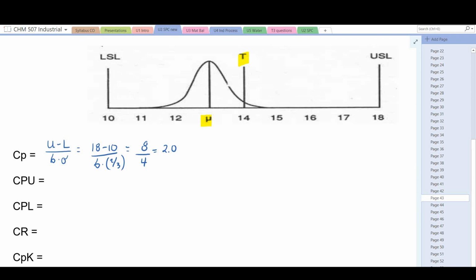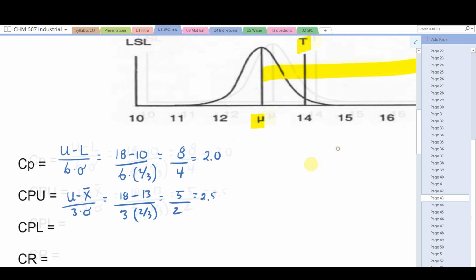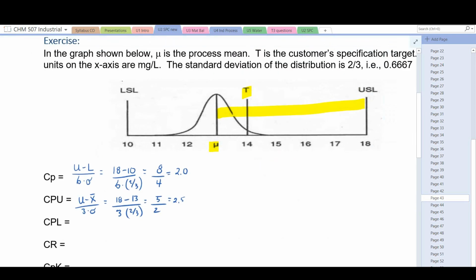Cpu is the upper spec limit minus the process mean divided by 3 sigma. So here we'll have U minus x bar, or mu in this case, divided by half the process spread, 3 sigma. It's going to be 18 minus 13 divided by 3 standard deviations, 2/3. That'll be then 5 over 2 is 2.5. So it's really good. The upper process capability is really high, and that's because our process has shifted to the low side of the target.